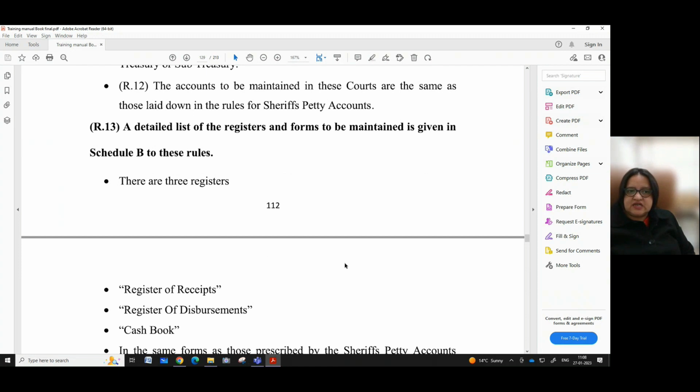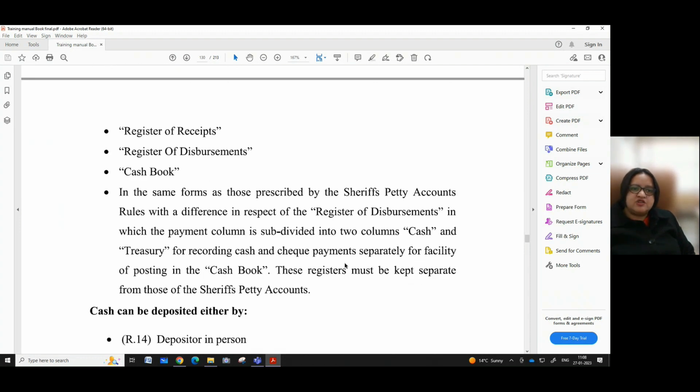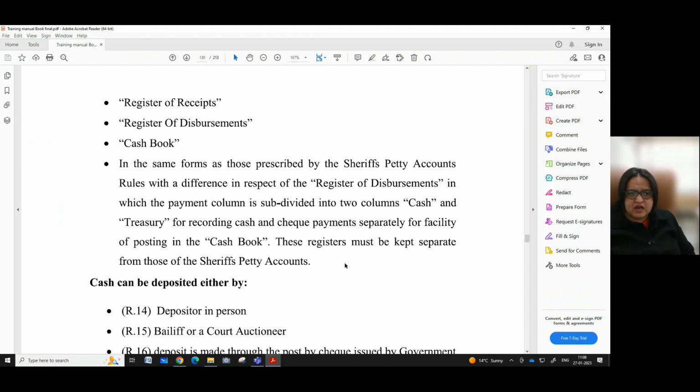Rule 13 says that a detailed list of the registers and forms to be maintained is given in Schedule B to these rules. There are 3 registers: Register of Receipts, Register of Disbursements, and Cash Book. The same forms are used for those described by the Sheriff's petty accounts.